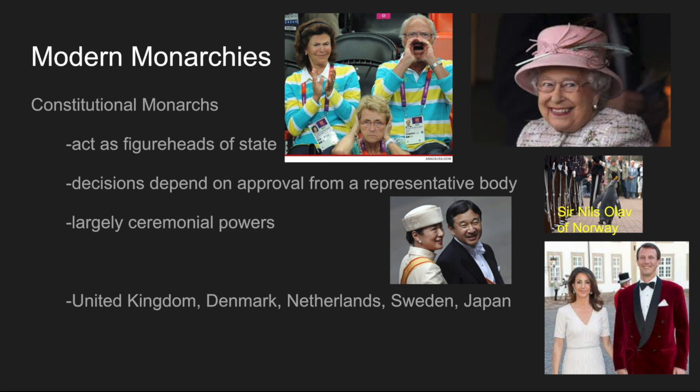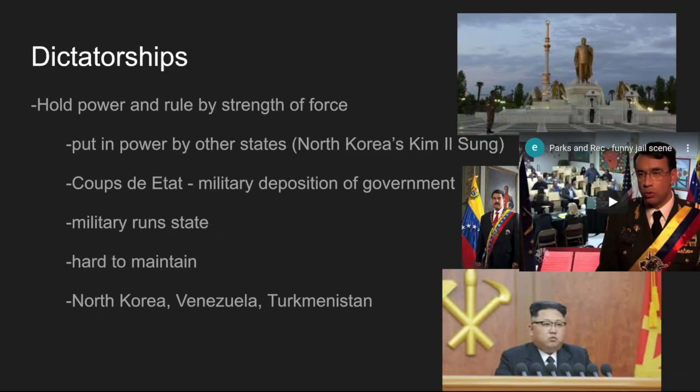So that's sort of the key to remember: there's two types of modern monarchies. You have traditional and you have constitutional. Traditional is your King John from Robin Hood. Your modern is Queen Elizabeth II. All right, moving on. Dictatorships.